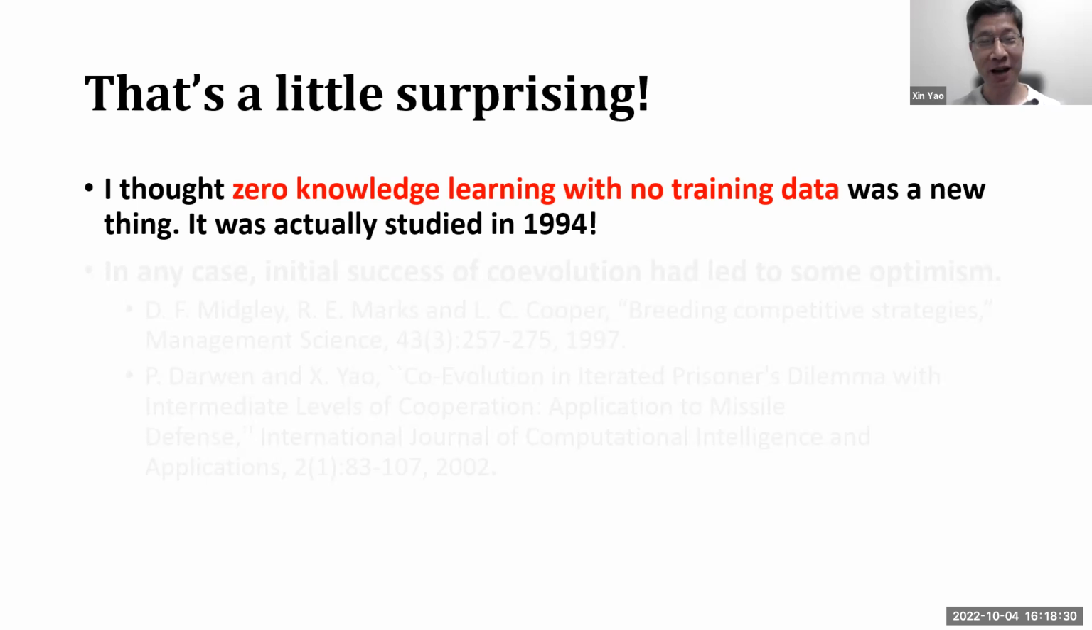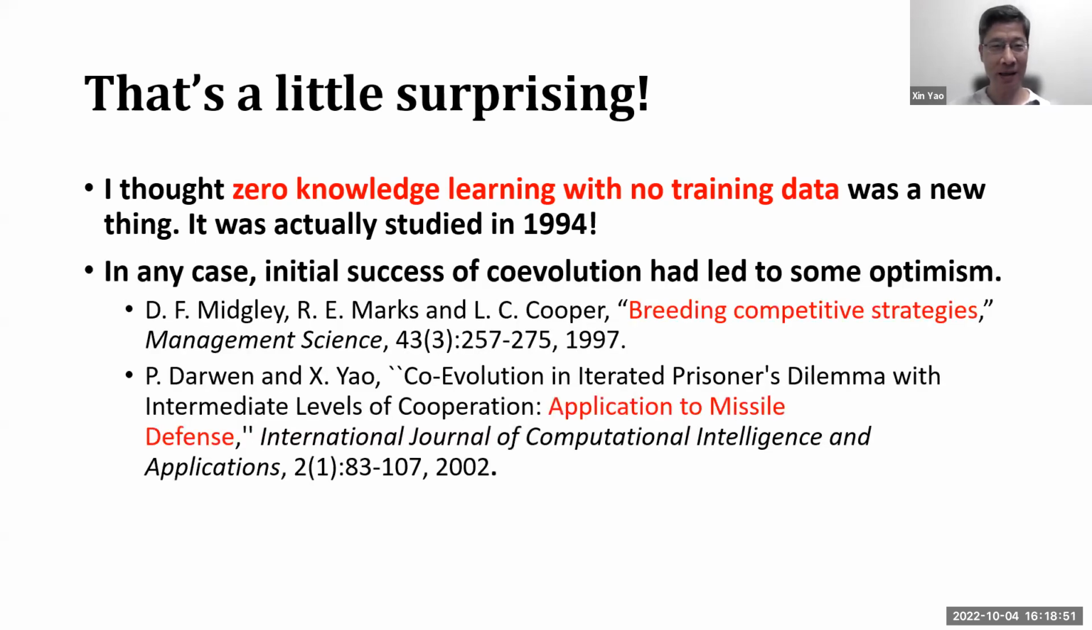So when AlphaZero came into the world, lots of people said, hey, we have zero knowledge learning with no training data. It's a great breakthrough. Conceptually, co-evolution research was actually done back in the early 90s. In any case, this initial success of co-evolutionary learning of game playing strategies has led to some optimism. In the 90s, there was quite a bit of research on co-evolution, including people from other domains. For example, people in business studies took the approach very seriously, trying to use the co-evolution approach to evolve business strategies. They call it breeding competitive strategies. And some people use this to explain strategies in the defense sector.